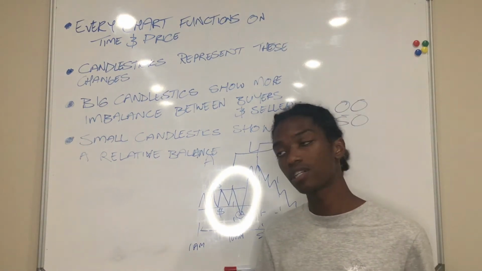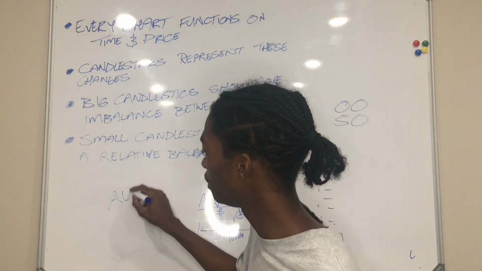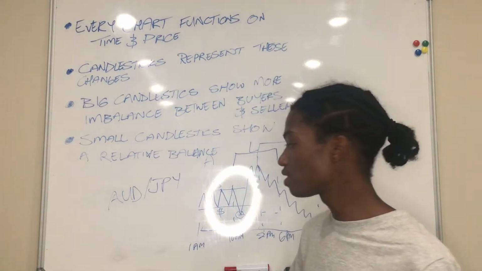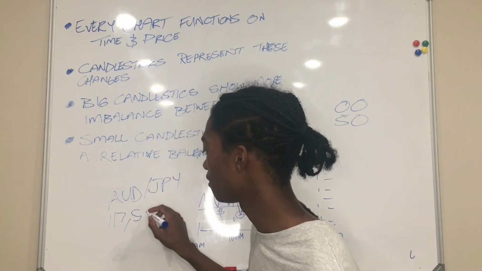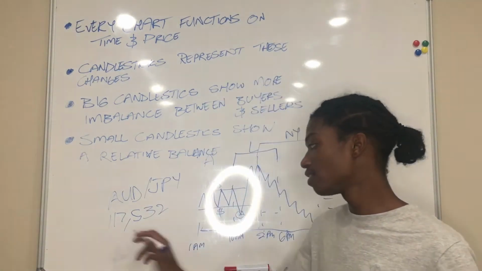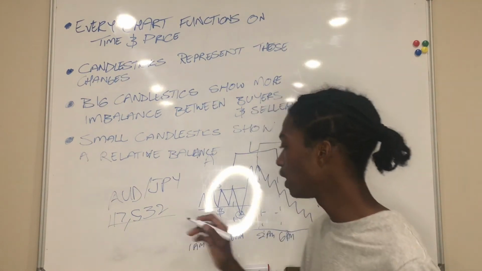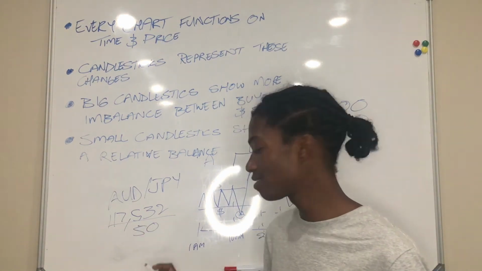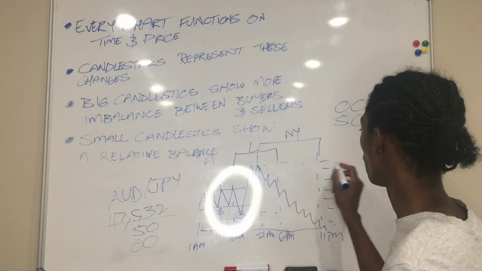Now, obviously, let's just label this. Let's just say we were trading AUD JPY. Now, AUD JPY obviously will have a price like, for example, 117.532 or something like that. So this will be the price. Now, we want to pay attention to these psychological levels where we see prices ending in 50 or prices ending in double zero. So we want to be paying attention to where is price.